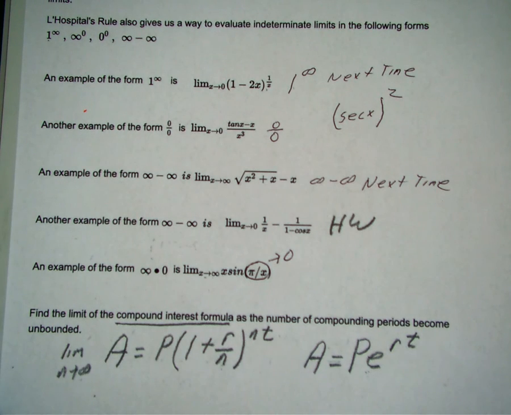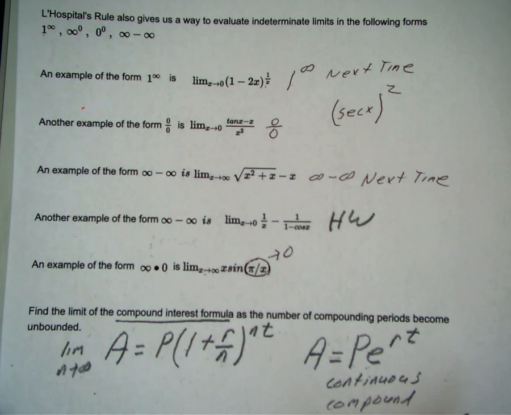Now, what I want you to do is prove that this limit right here equals this well-known formula called the continuous compound. This is called the continuous, if you guys remember. That's the continuous compound interest formula, A equals P e to the r t.